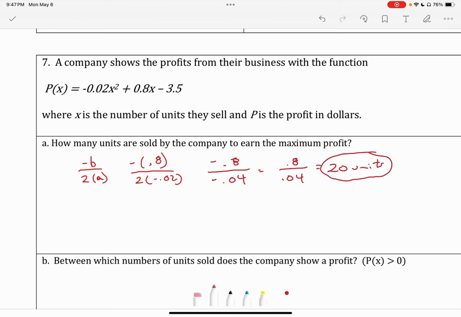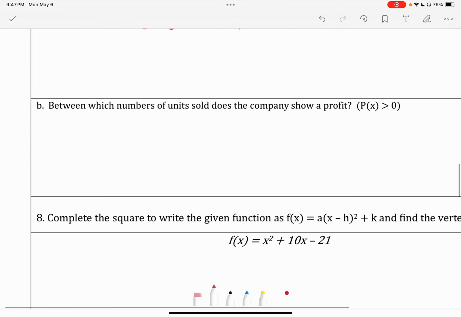So 20 units, again, that's the x value of the vertex. We don't need to find the y value because it doesn't ask us what the profit actually is. So in B, it says just between which numbers of the units does the company show a profit.